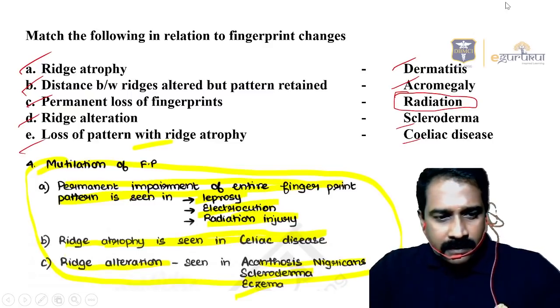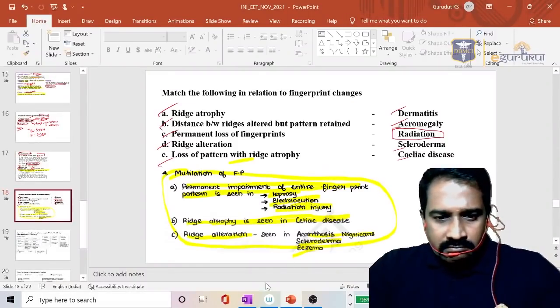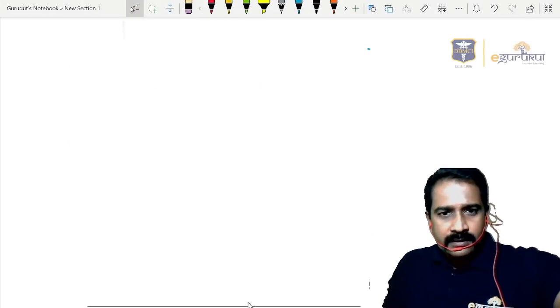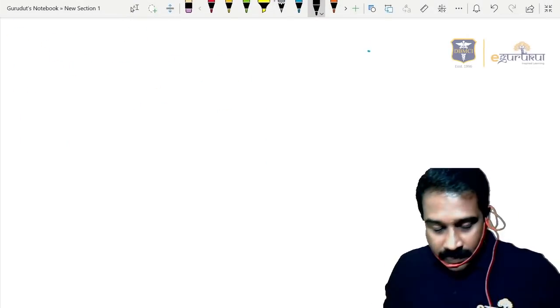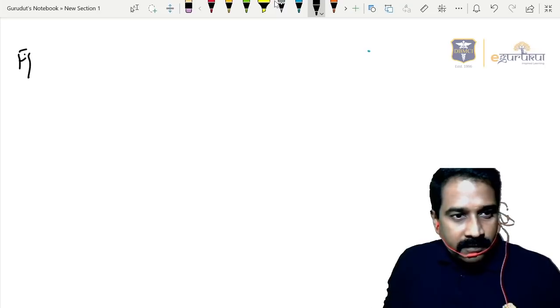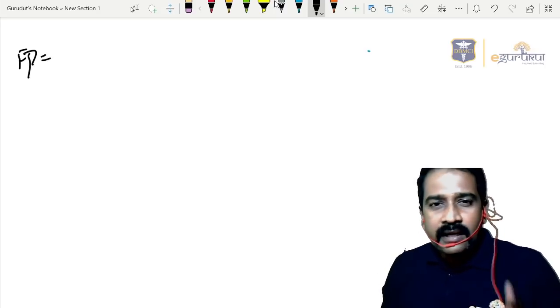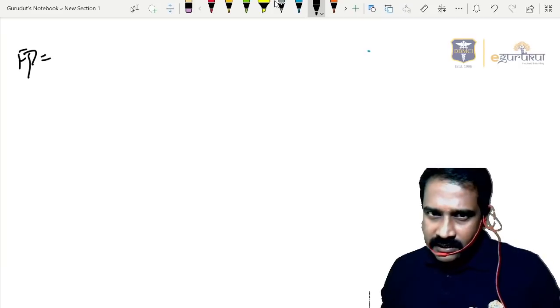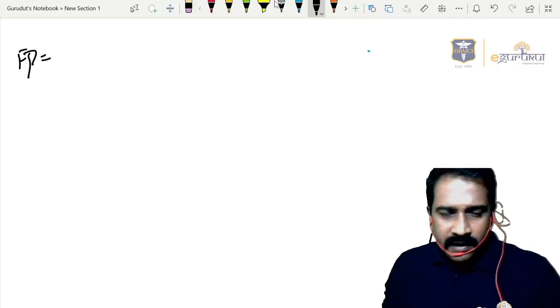Now, coming to fingerprints, some of the key points you should remember in addition to what has been discussed here. Regarding fingerprint, what are the different names? Dactylography, dermatoglyphics, Henry Galton system of identification.